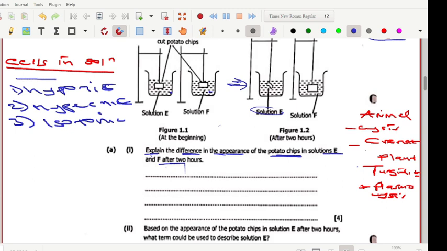it reduced in size. When you look at this, at first the way it was, the size reduced, the potato chips in solution E after 2 hours. The explanation is it lost what? Water to the what? To the solution. Water was moving outside this potato chip. Then for the other one, solution F, what happened? It increased in size. That's the appearance explanation, because it gained what? Water. That's how you get your 4 marks.